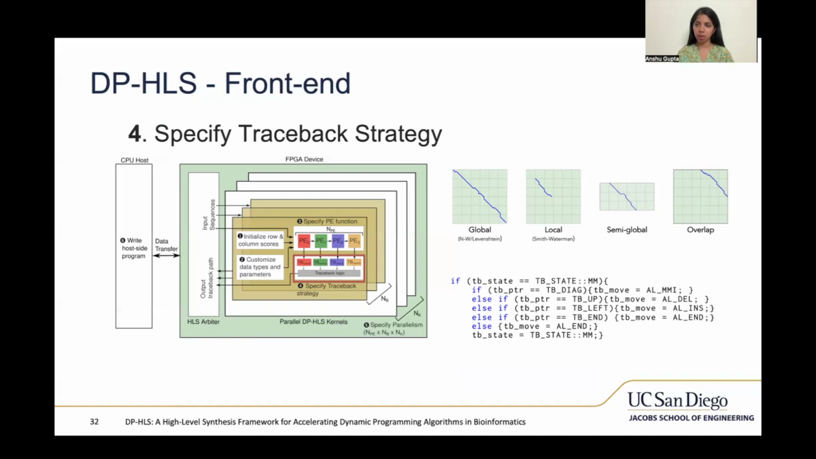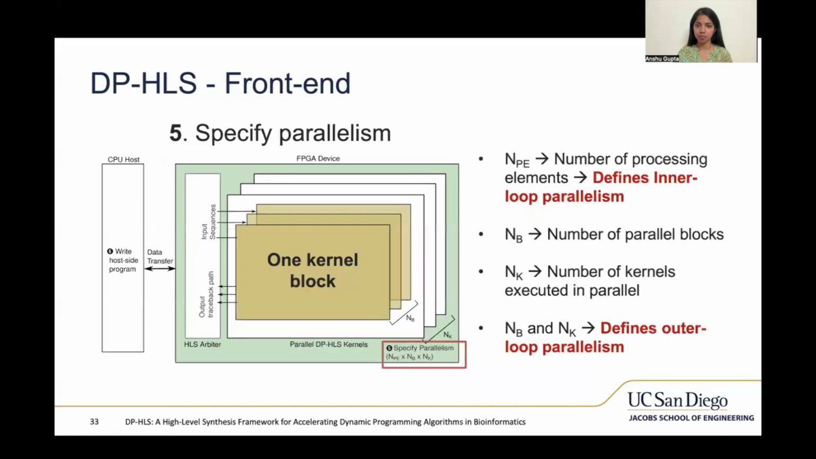And each of these traceback strategies can be realized as a finite state machine, where it can have different states and different starting and ending points. And for all of them, we just need to add a few lines of code as mentioned over here. This is an example for the global linear alignment. Similarly, just a few changes are required, and then you can have a new traceback strategy for a new application.